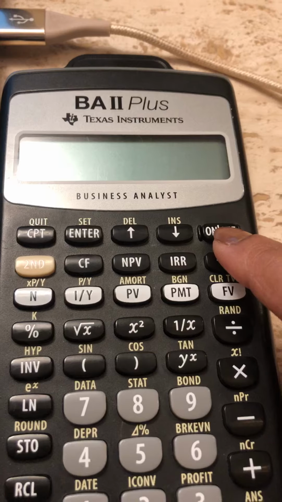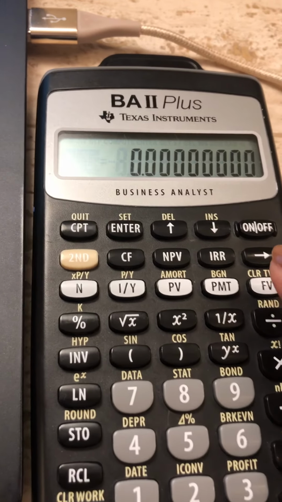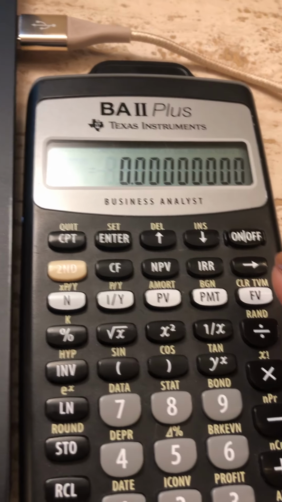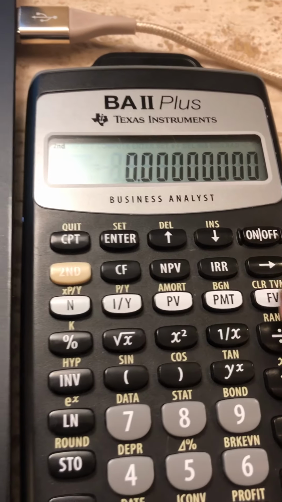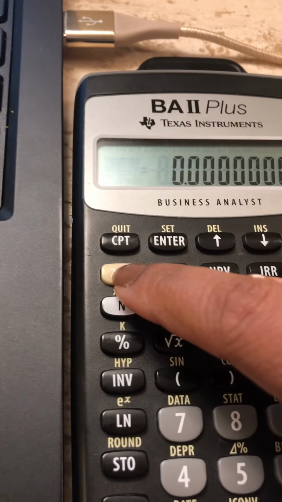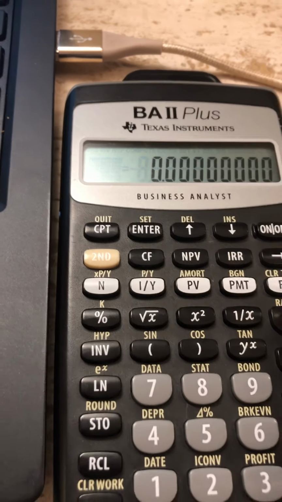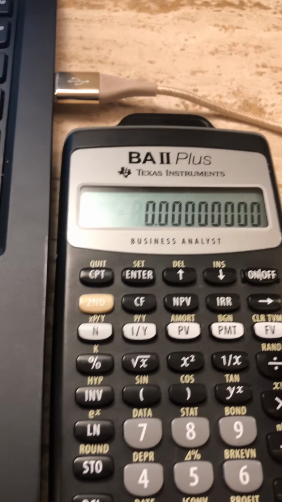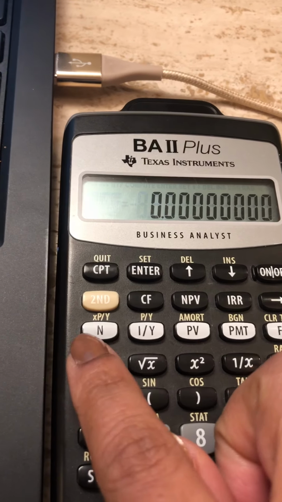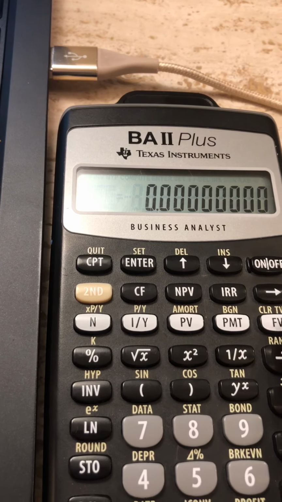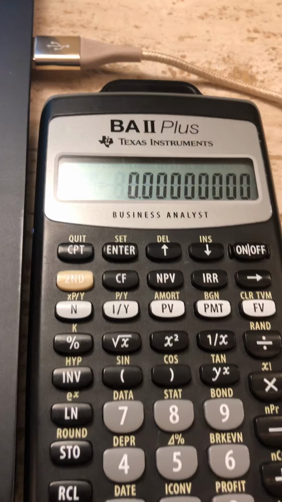So we start our calculation by turning it on, after which we ensure that any stored data is removed. For this, I will use second, FV, which is second clear, to remove any stored data. And then I will start putting in my values. I'm going to go from left to right. You don't really need to follow any order, but it really helps.